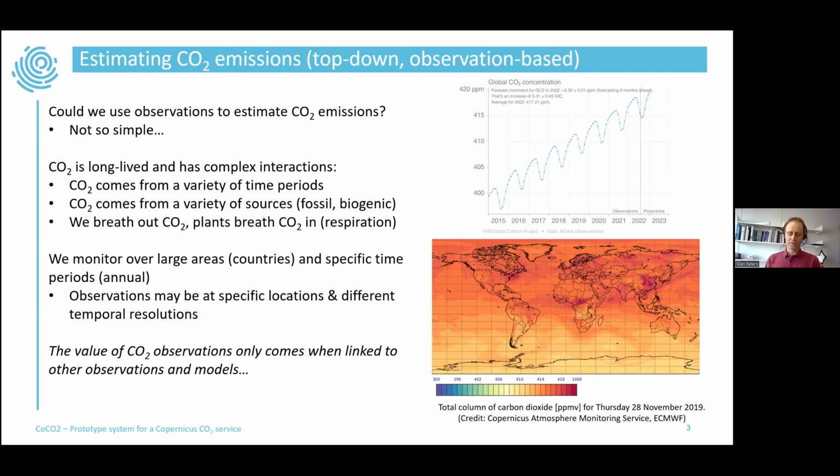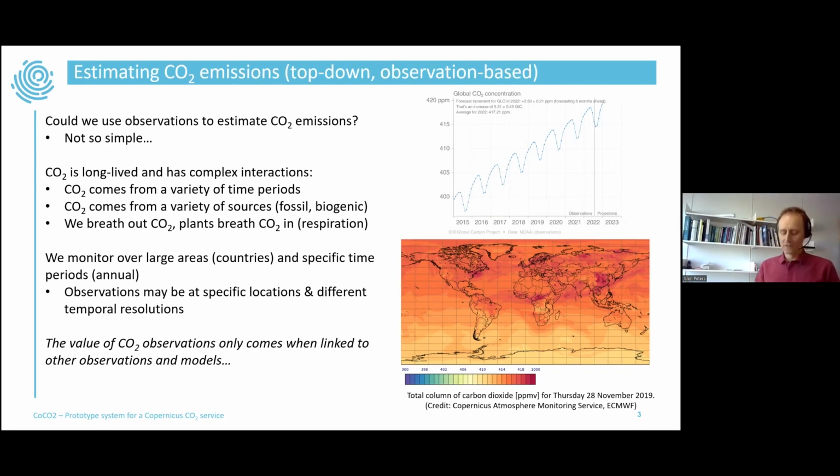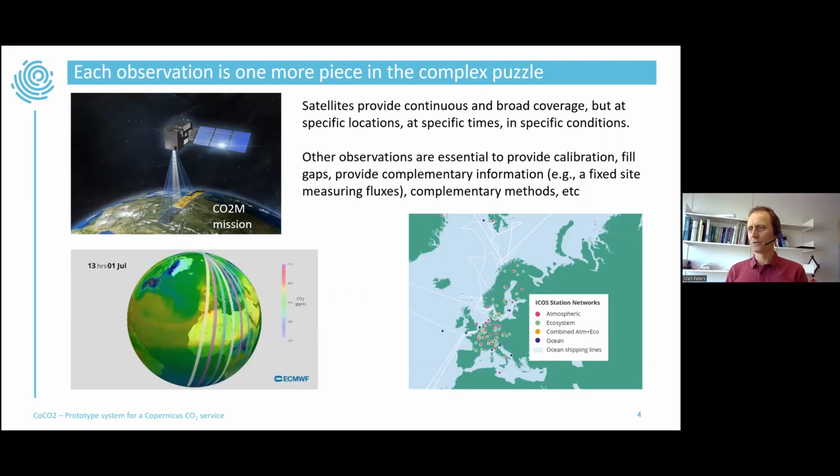Another issue is that observations are often at very specific locations and have very high temporal resolution, whereas quite often when we're looking at what our emissions are in our country or our city, we're talking about yearly averages and that sort of stuff. So there are a few different connections that we have to think about. But the value of the CO2 observations comes in when there's a range of other observations, let's say a constellation of observations, and it's linked to models. And this I'll talk about in the next few slides.